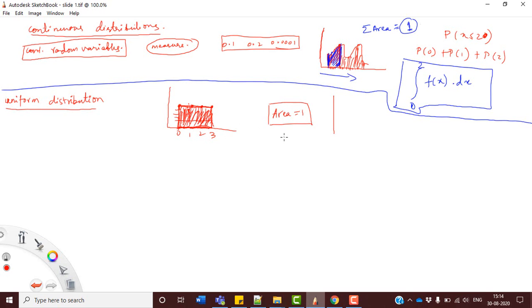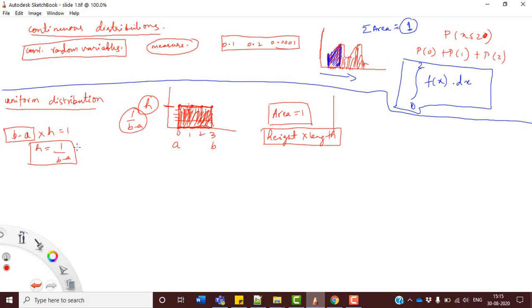So now you are getting an idea of how we get the area: height into length, area of a rectangle, correct? Let's say the starting point is A and the ending point is B. Length becomes B minus A. And B minus A into its height equals 1. So height equals 1 by B minus A. So this value of Y is equal to H, which is 1 by B minus A, correct?